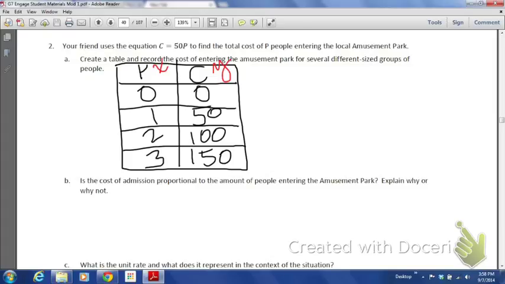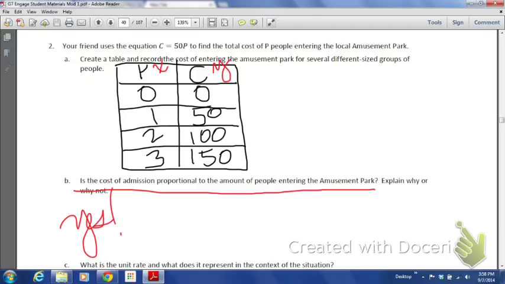Now question B: is the cost of admission proportional to the number of people entering the amusement park? Of course, it is yes. Again, because they've given us the proportion, we started out with a proportional relationship. We know already that it is proportional, but if you want to explain a little better, we can see that for every one person, the cost is 50. 2 people is going to be 100, because that still is 1 to 50, and this is also 1 to 50.